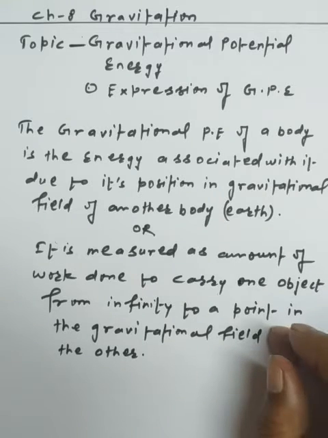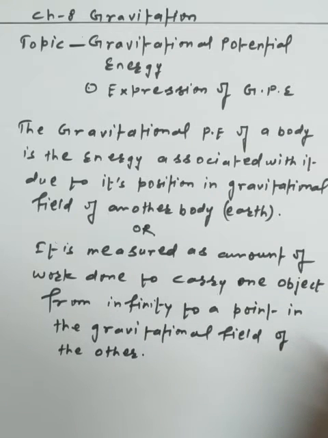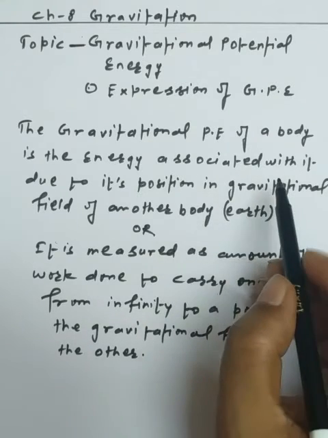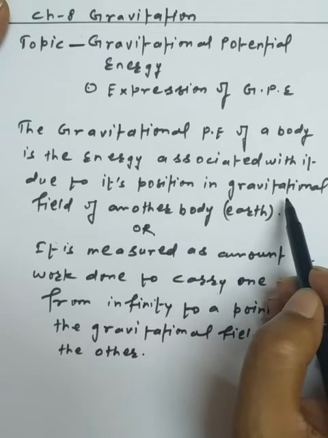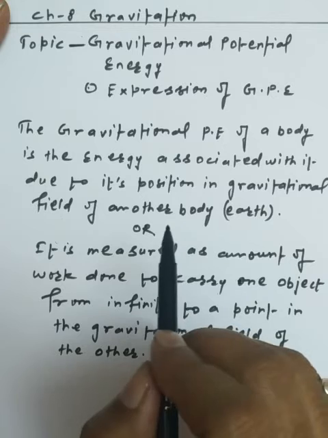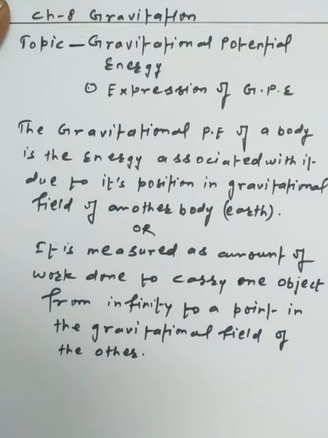Now, dear student, chapter number 8, Gravitation, and today we have the topic Gravitational Potential Energy and Expression of Gravitational Potential Energy. So, the gravitational potential energy of a body is the energy which is associated with it due to its position in the gravitational field. And definitely here we are talking about the gravitational field of the Earth.